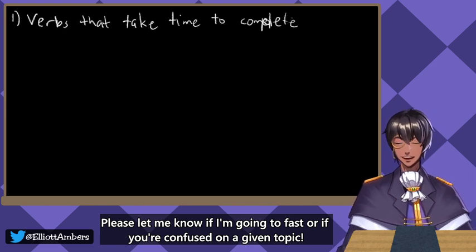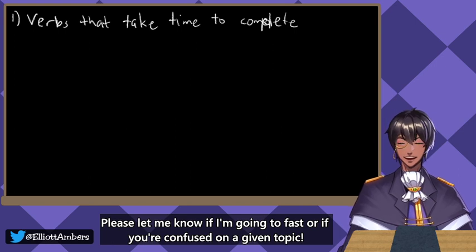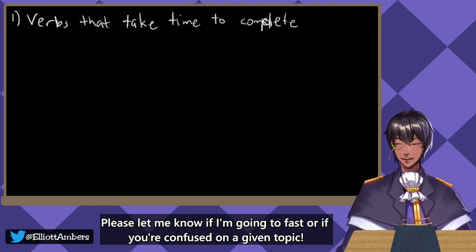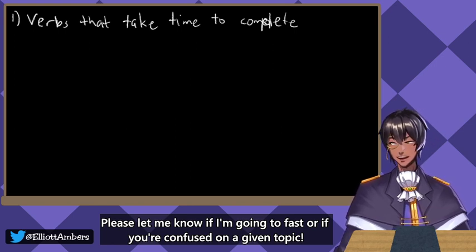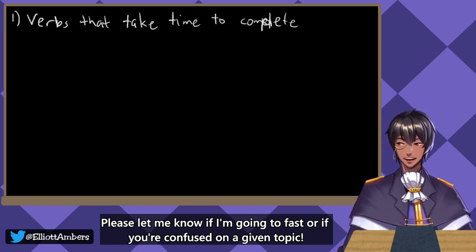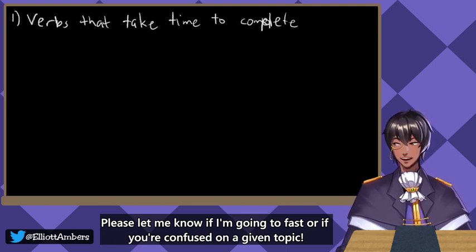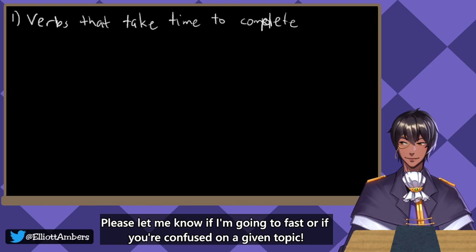So verbs, actions that take time to complete, things like, say, I'm eating, I'm reading, I'm studying, these are things that you do over a course of time. They're not instant. It's not like, say, you get married. I'm married right now. That is something instant. You go from not being married to being married. When you're eating, it's over a period of time.